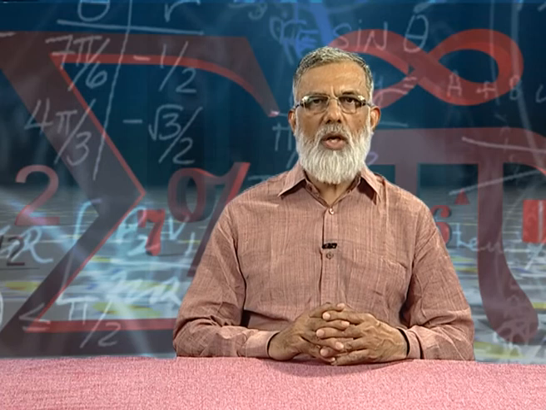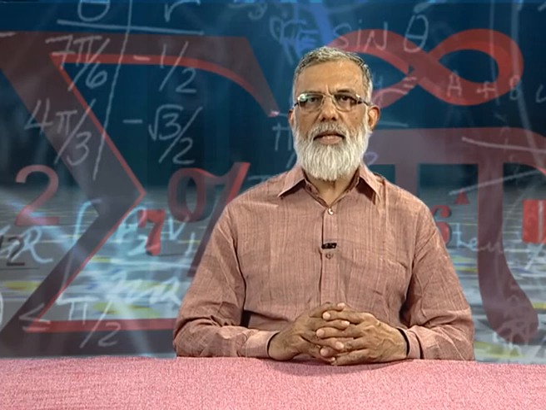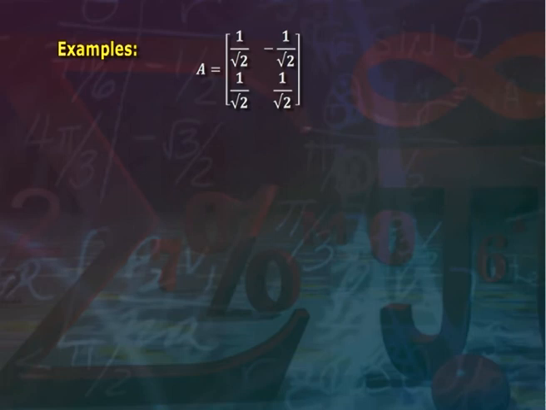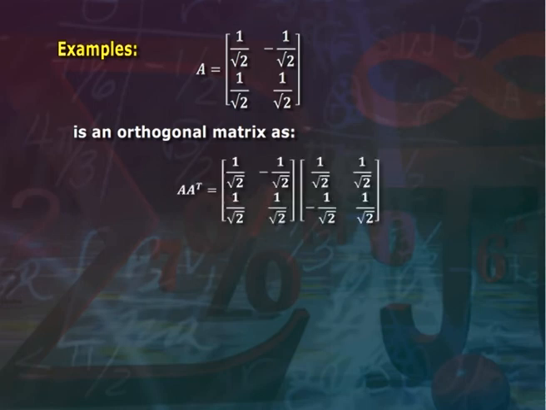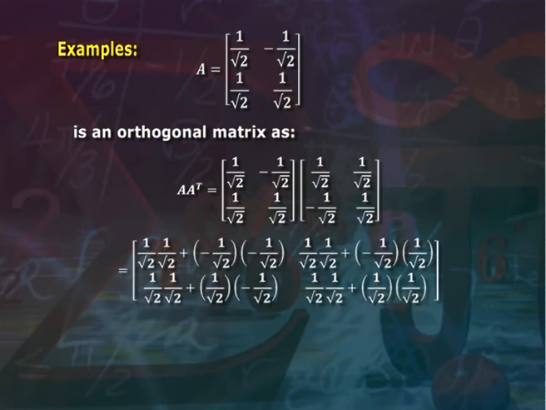An n by n square matrix A equal to aij is called an orthogonal matrix if A A transpose equal to I. Example: A equal to 1 upon square root 2, minus 1 upon square root 2, 1 upon square root 2, 1 upon square root 2 is an orthogonal matrix, as A multiplied by its transpose, which is 1 upon square root 2, 1 upon square root 2, minus 1 upon square root 2, 1 upon square root 2, is equal, by the matrix multiplication formula, to 1 0 0 1.